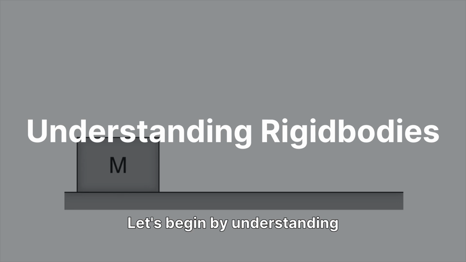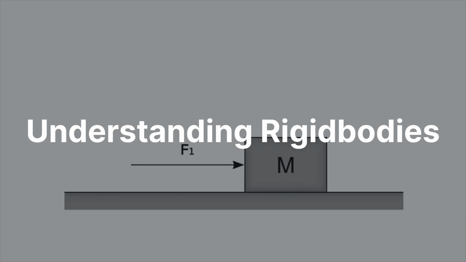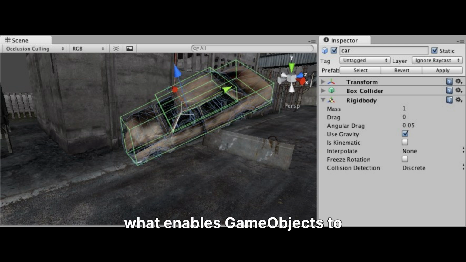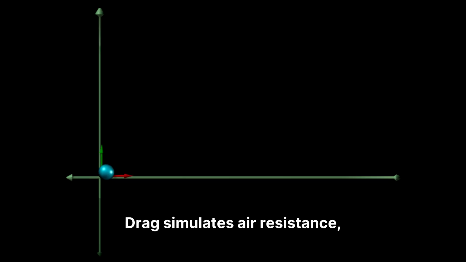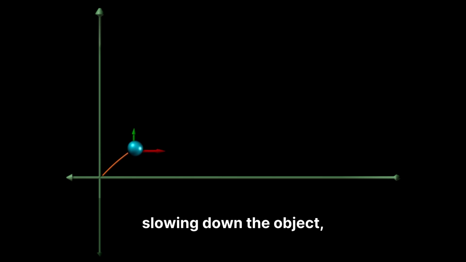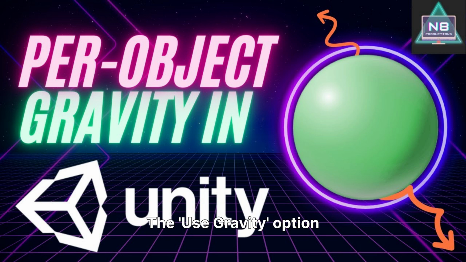Let's begin by understanding rigid bodies, a fundamental component for physics simulation. A rigid body component is what enables game objects to be affected by physics properties, such as gravity. Key properties include mass, which determines how heavy the object is and influences its resistance to movement. Drag simulates air resistance, slowing down the object, while angular drag reduces rotational velocity. The use gravity option allows you to enable or disable the effects of gravity on the object.